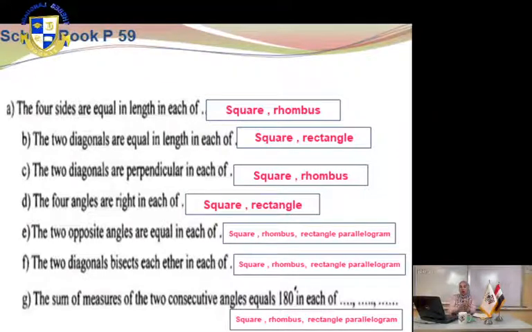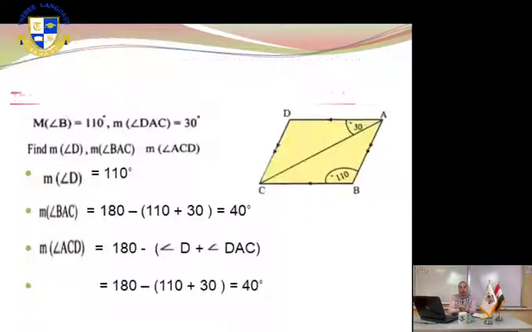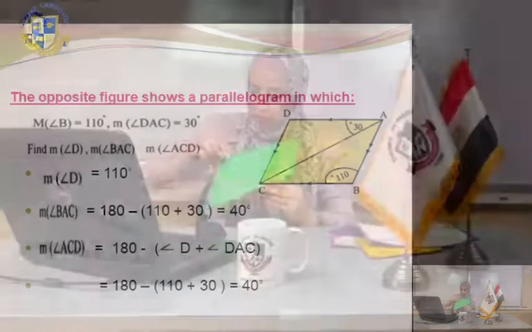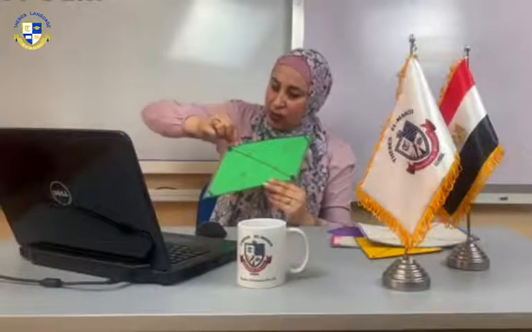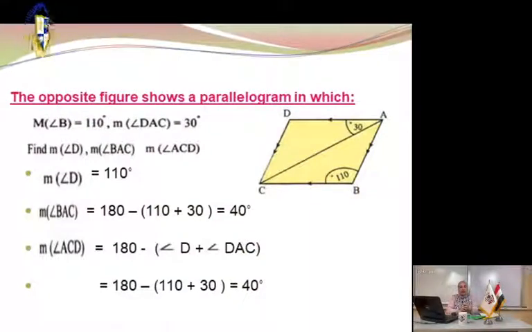Okay, our last example. The opposite figure shows a parallelogram in which measure of angle B equals 110. Okay, we could use this one. Measure of angle DAC. Take care, just a part, this part. That's all, not all the angles. This part equals 30 degrees. Find the measure of angle D, the measure of angle BAC, and the measure of angle ACD.